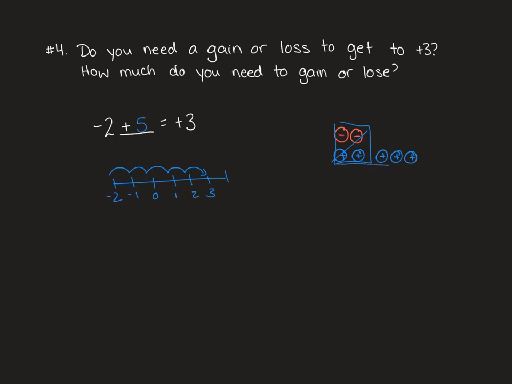So you notice I added 5 positive integer chips, which is why I have a gain of 5. So just 2 different ways to think about this.